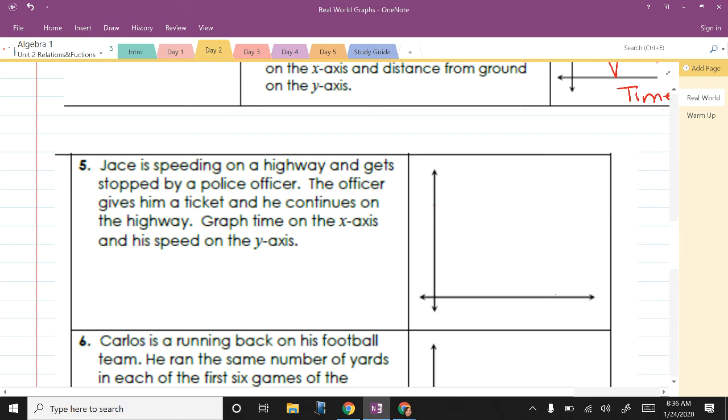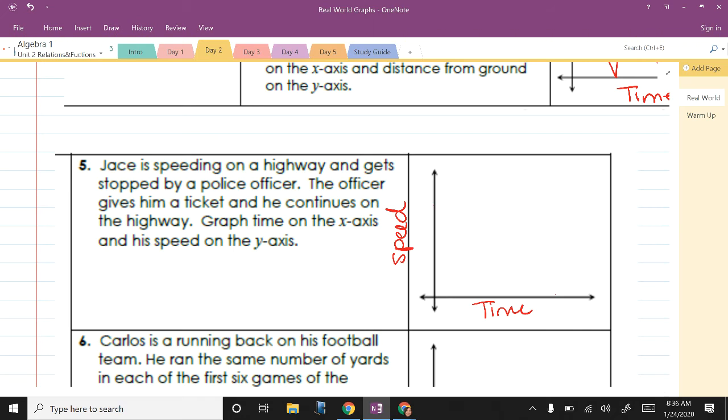All right. Jace is speeding on a highway and gets stopped by the police officer. Sounds like Miss Isbell. And the officer gives him a ticket and he continues on the highway. Graph time on the x-axis. Woohoo. And his speed on the y-axis. Is it actually going to tell us what to put? Well, it did this time. They won't always. Is it going to be on the quiz? No, it's going to be a matching. They will have 3 different scenarios and 3 different graphs, and you match which scenario matches which graph. It's easier than this.